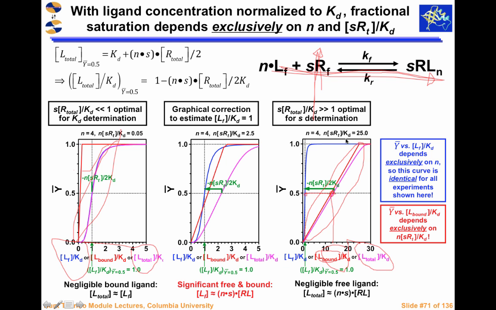Under this condition, where NSRT is much greater than KD, the bound ligand, of course, still has a linear relationship to the fractional saturation, but almost all the ligand is bound throughout the binding experiment. The underlying relationship between fractional saturation and free ligand is still the same, right? The blue curves are always the same in all of these experiments. The difference is that if you have a ton of ligand, there's an insignificant amount of free ligand, and that becomes ignorable. The total ligand is about equal to the bound ligand. Under this condition, the total ligand curve is reflecting primarily the bound ligand.